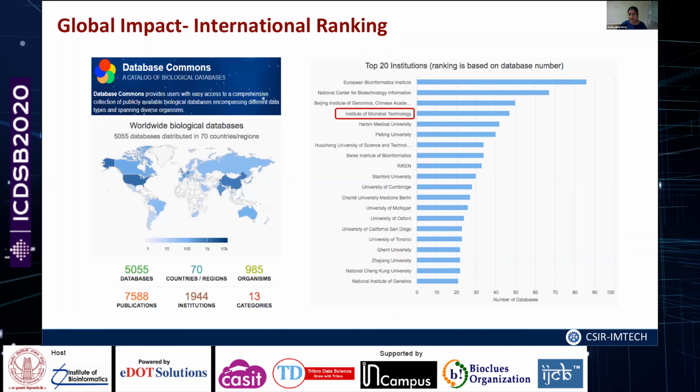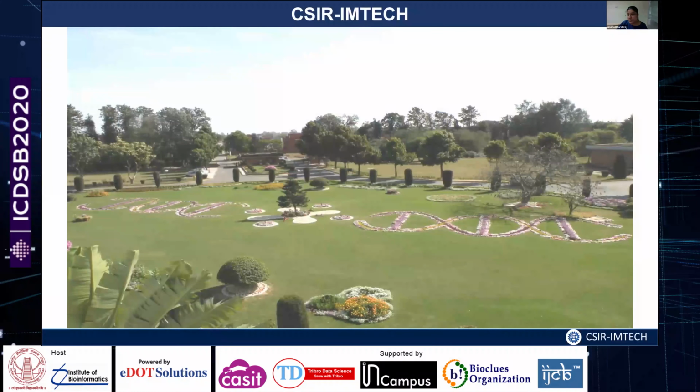Just one last thing about my institute. I belong to the Institute of Microbial Technology. I'm not sure how many of you know that, but recently a global impact analysis was done by Database Commons, and IMTech is at the 4th position in contributions of the databases that we have made to the bioinformatics community. And this is the campus, and had it not been for the pandemic, I would have really invited you all for a physical visit to this place.